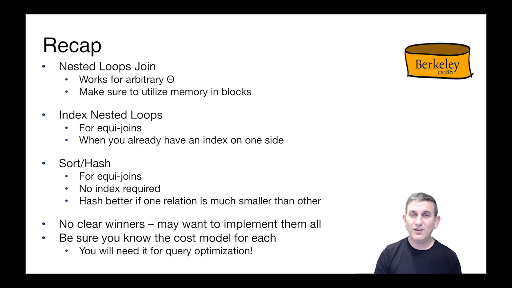Finally, you're going to want to know the cost model for each one of these algorithms, and if you don't use it, then your query optimizer should, right? So your query optimizer eventually is the algorithm that's going to choose among these based on what it knows about the input relations to be joined. So you have to understand the cost model in order to understand how we're going to do query optimization, which is coming up in a lecture very soon.